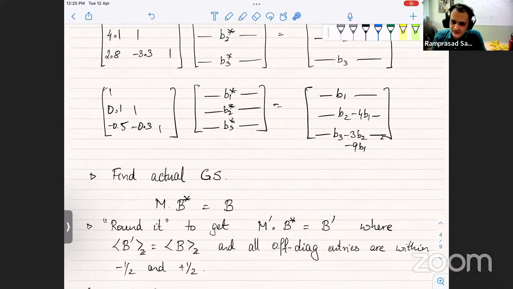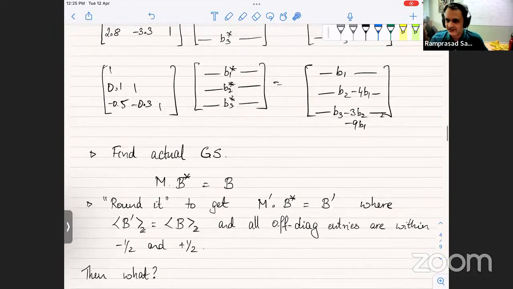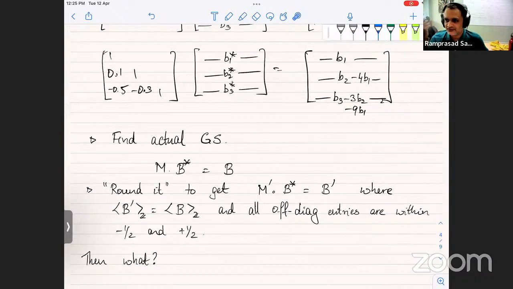But the only thing you're guaranteed at this point is that now this m prime is made up of all entries which are within plus half and minus half. Okay, then what? Often it might seem like, let's just get the smallest vector we have and hope that this works. And this just fails badly. This alone is not enough.